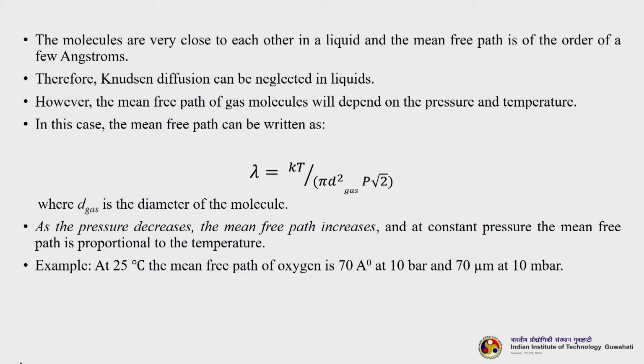Now, for an example, let us say at 25 degree centigrade, what is happening? The mean free path of oxygen is 70 angstrom at 10 bar. And what is happening when we reduce the pressure to 10 millibar? The mean free path increases from 70 angstrom to 70 micron.